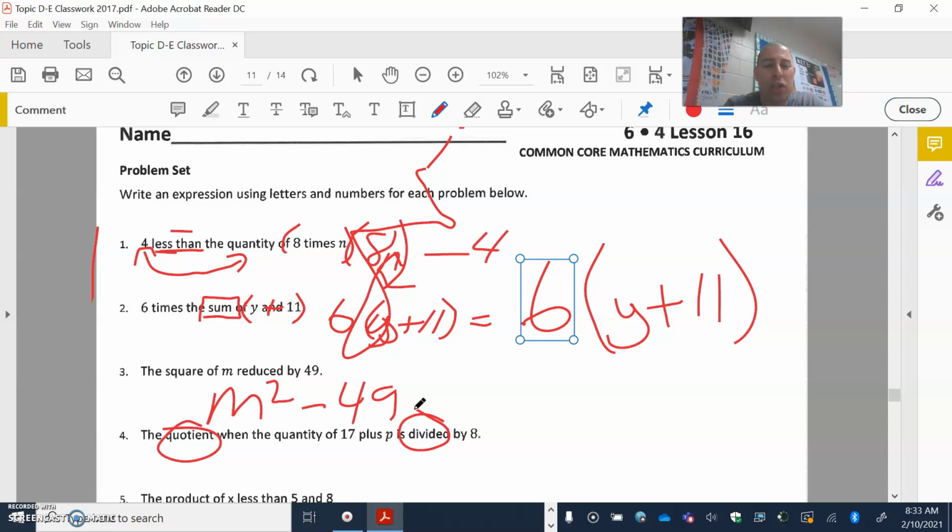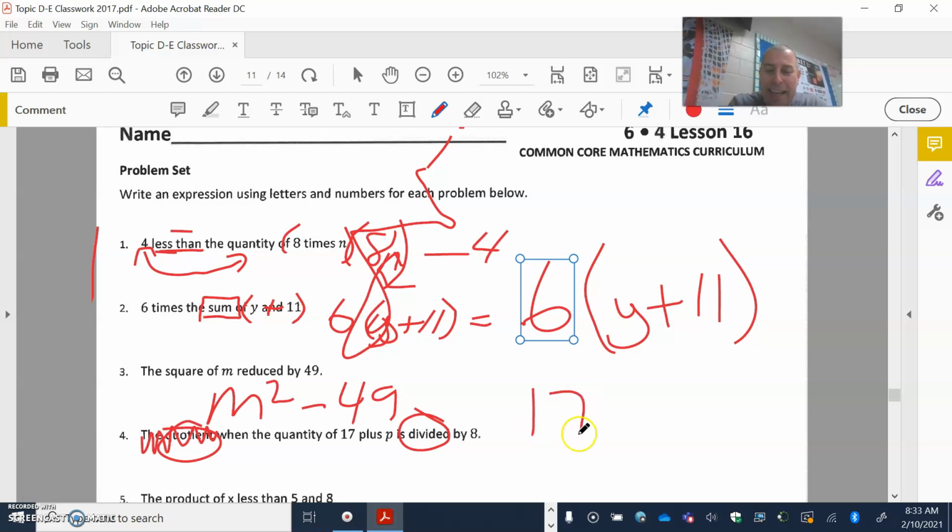So we could say the quotient when the quantity 17 plus p and 8 is what we could say. Or we could say the quantity of 17 plus p is divided by 8. So I'm going to have you scribble, scribble, scribble. I guess I should have told you that ahead of time. It's okay. We learn from this kind of stuff here.